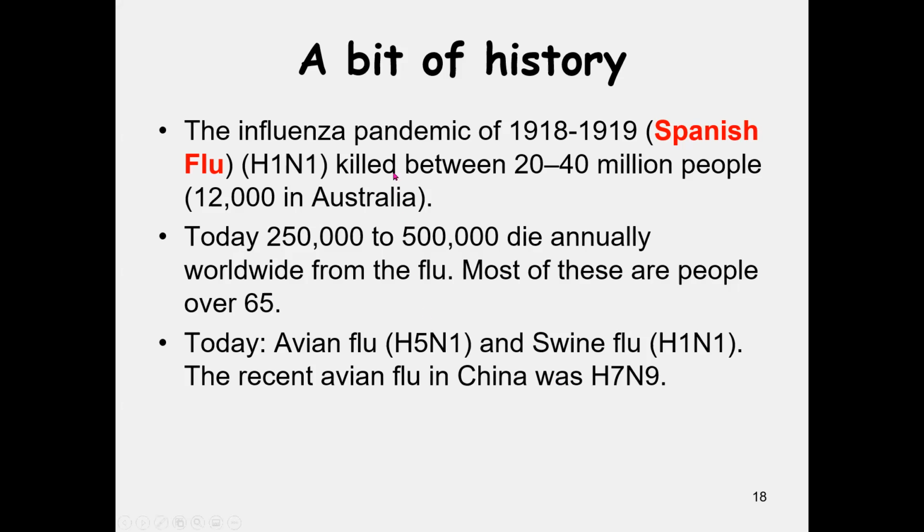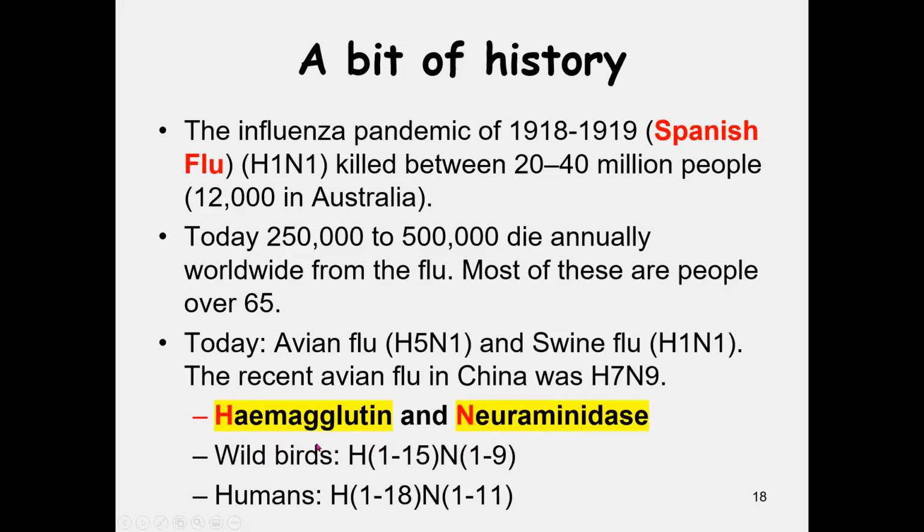Now, these numbers here, you see H1N1, H5N1, H7N1, they actually refer to the flu virus, because there are different forms of it. The H stands for hemagglutinin, and the N for neuraminidase. So again, I'm giving you two examples. In wild birds, because wild birds spread flus around, there are 15 forms of the hemagglutinin and 9 forms of the neuraminidase. In us, it's 18 and 11.